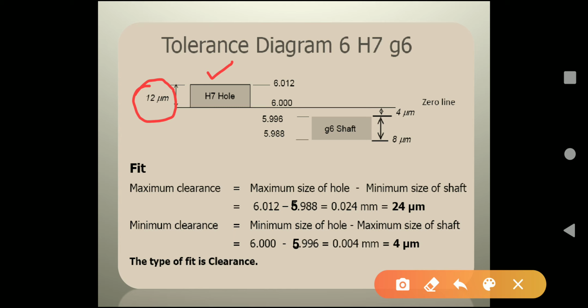Here the total 8 micron deviation, sorry, we can say the tolerance zone, is given for the shaft. The fundamental deviation is the difference between the upper limit of the shaft and the zero line, and here we have calculated the fundamental deviation, that is 4 micron. Now you can see which type of fit it is: maximum size of hole minus minimum size of shaft. So we will get which type of fit it is.